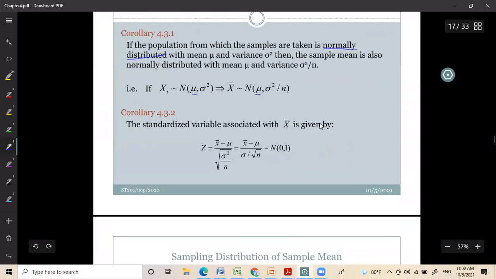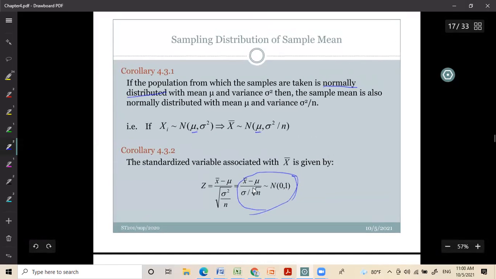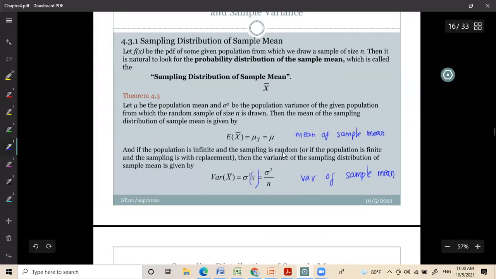And then if you standardize it, what will happen? If you standardize X bar, that means you subtract the mean and divide by its standard deviation. When you standardize, it should be the standard normal distribution. So that becomes a Z random variable: X bar minus mu over the square root of sigma square over n. You can write it as sigma over square root of n. And that will become a standard normal distribution. So those are two other extensions of this theorem 4.3.